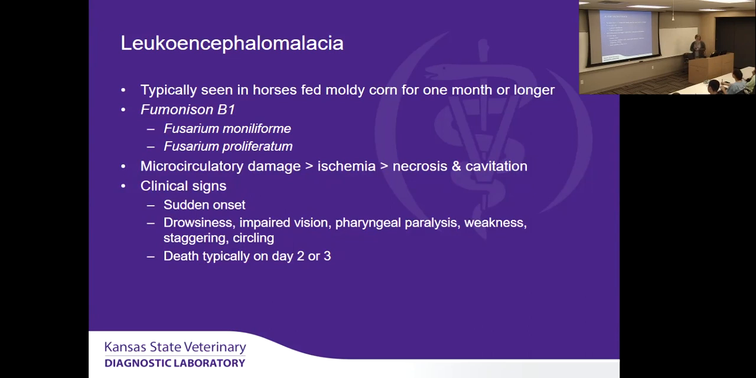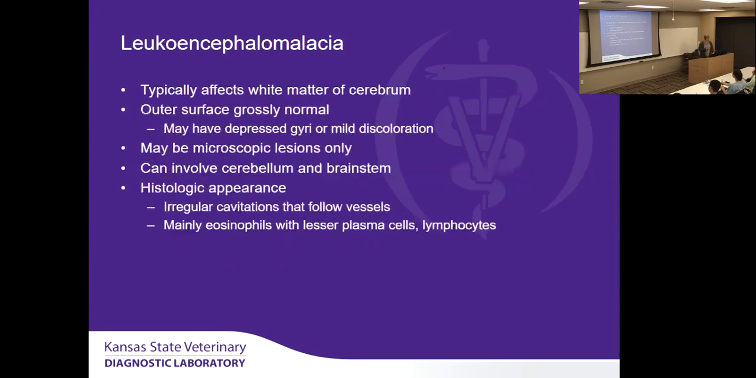So supportive care would keep the horse alive, but you're not going to regrow or repair your brain tissue. So once it's gone, it's gone. So we already talked about that, white matter of the cerebrum, which is the name.